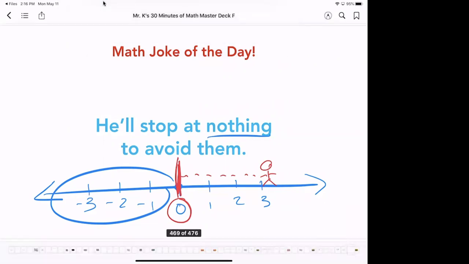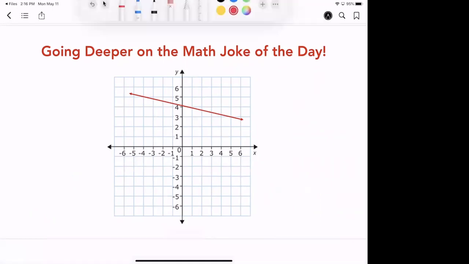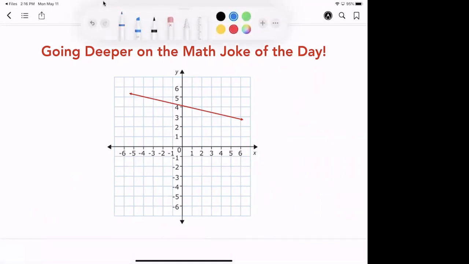Well, speaking of negative numbers, let's look at some negative sloped lines. Here's what I would love for you guys to do. For this line, I would like you to find the coordinates of these 2 points and the slope of the line. Go ahead, the coordinates and the slope.